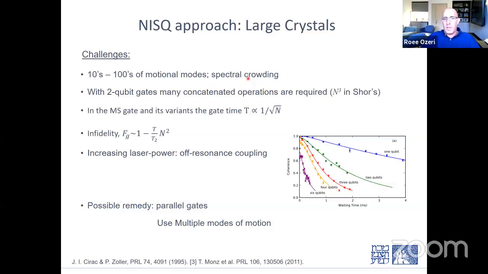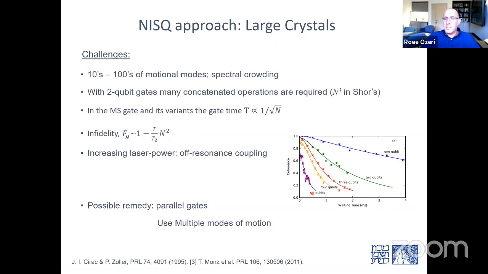Now, with two-qubit gates, and that's true for any large-scale quantum computer, we'll need more and more operations. For example, in Shor's factoring algorithm, the number of operations you need scales as the number of qubits to the cube power. But on the other hand, since we need to deal with higher weight crystals, the gate time would scale down as 1 over the square root of the number of ion qubits we have. To make things even worse, we know that for certain entangled states, the fidelity that we get drops down sometimes even quadratically with the number of qubits that we have.